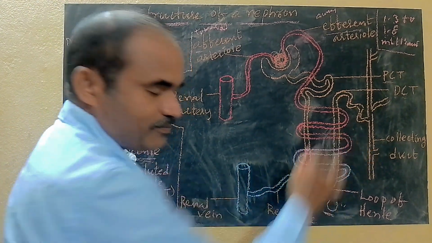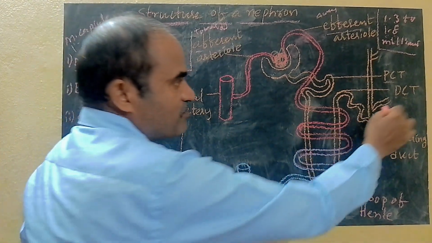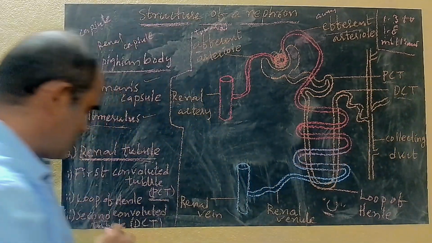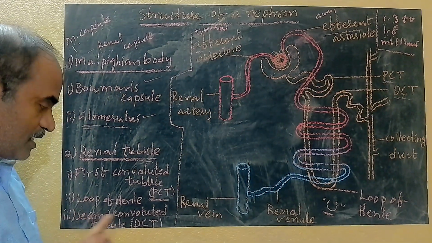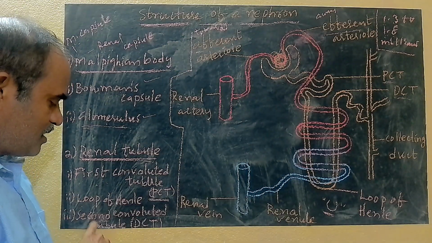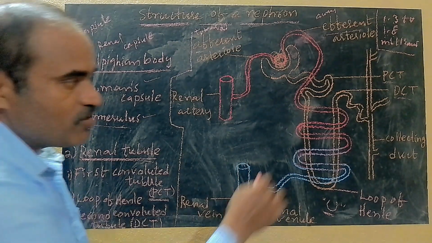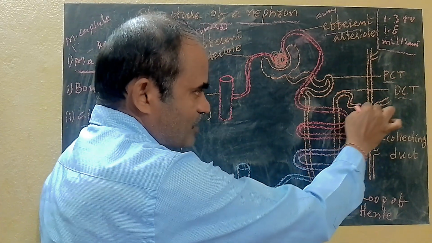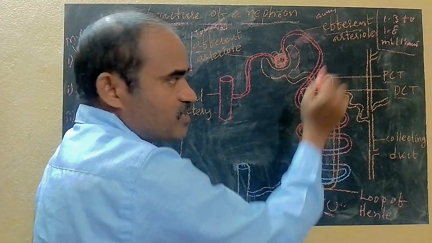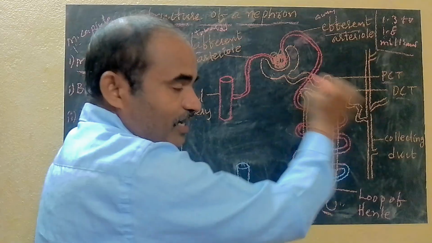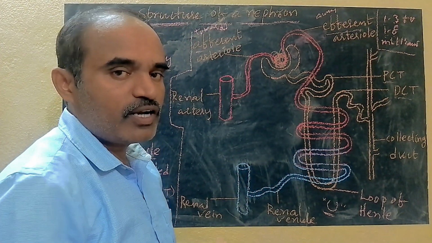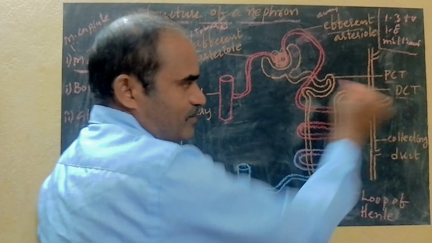Loop of tubule. And the next part of the renal tubule is the PCT. It is also called the first convoluted tubule. This is the first coil structure, PCT, and the second coil structure is the distal convoluted tubule, DCT.